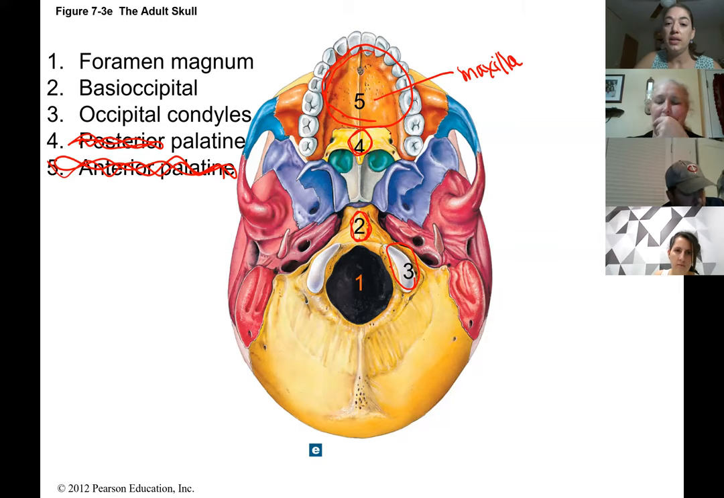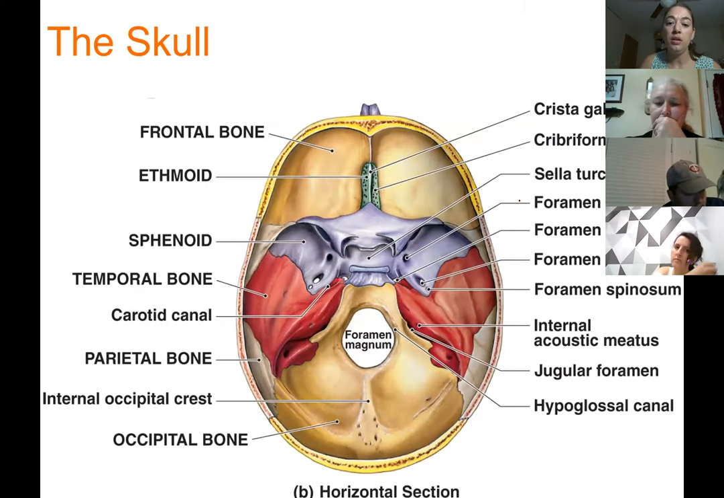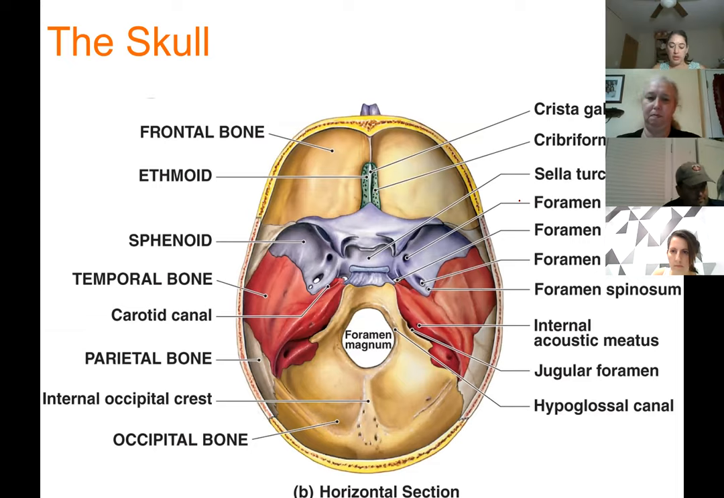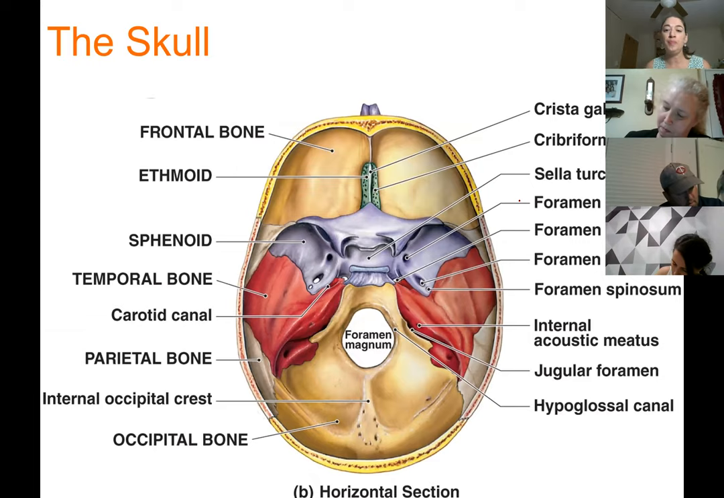Okay, let's see if I can move on. All right, now we have cut the skull open and we're looking down inside. Okay, so we are taking a superior view. This is on page 215. You have that picture. And there are some more structures for you to learn.